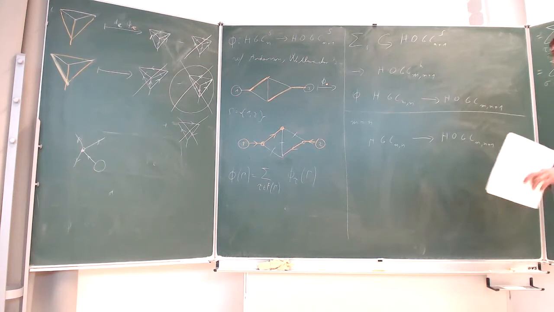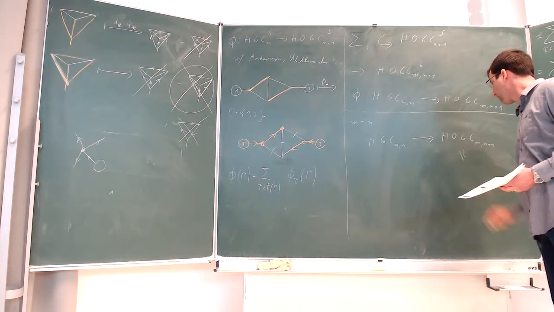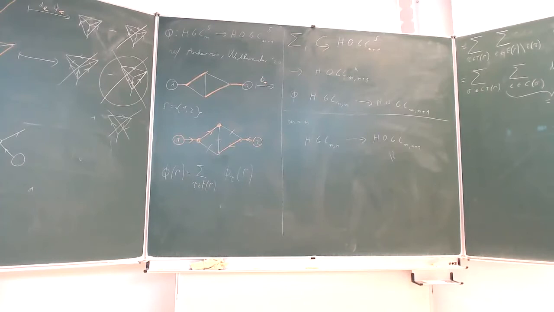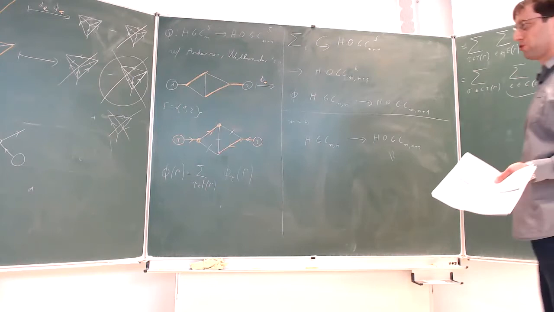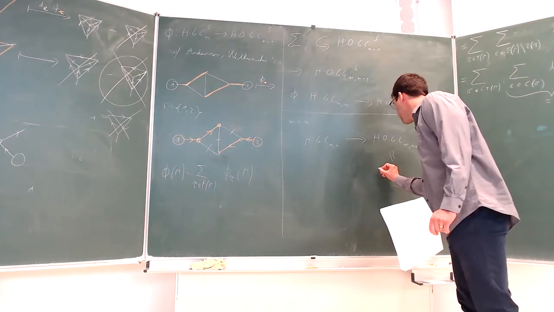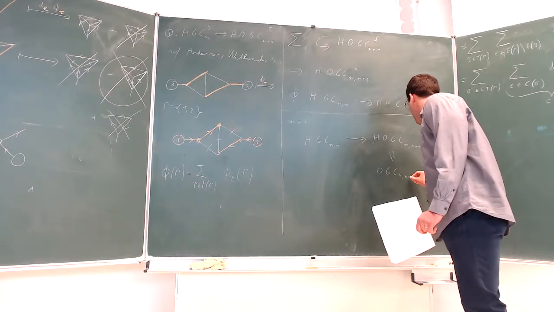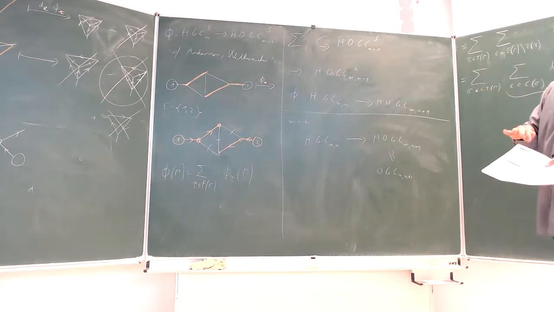That means hairs just act as a placeholder for a source. So I can just forget about that. So this is actually isomorphic to oriented graph complexes n, n plus one, with sources allowed, but I have in mind that source means I'm attaching some hair there.